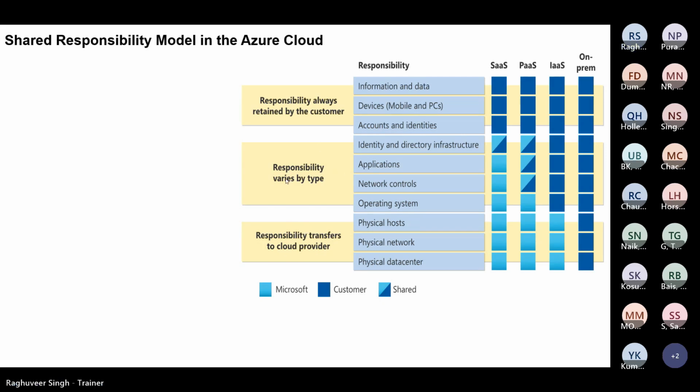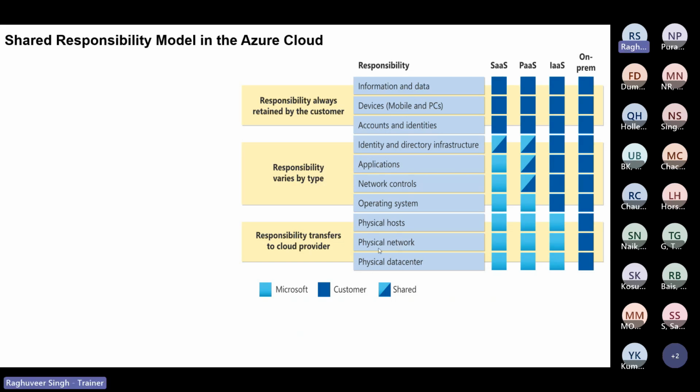So what Microsoft says is that we are responsible for certain things, and we will always remain responsible for those areas. Customers do not need to worry about it. For example, anything which is physical. So the physical data center or data center security is Microsoft's responsibility. You can see the physical host, physical network, and physical data center.